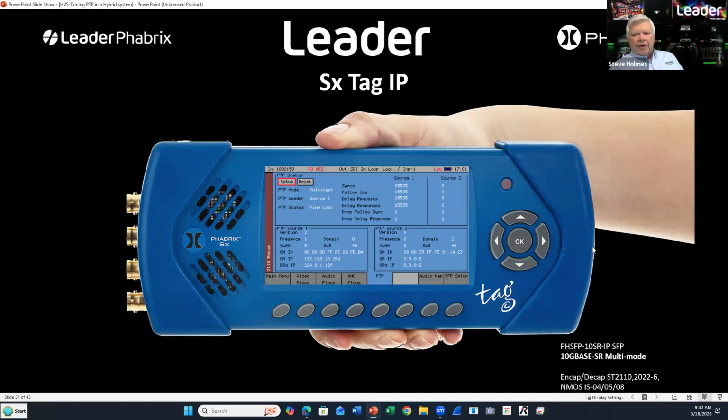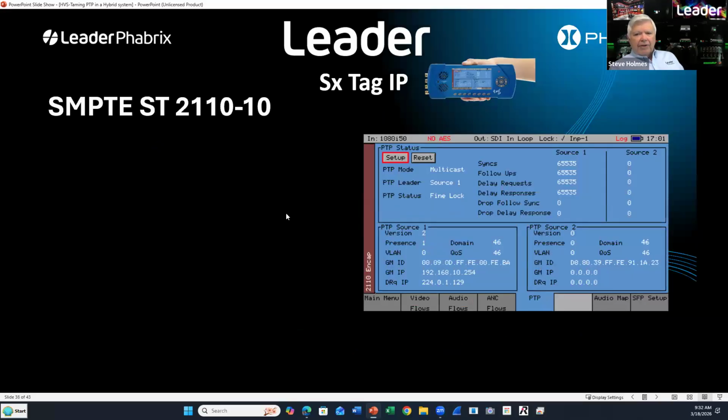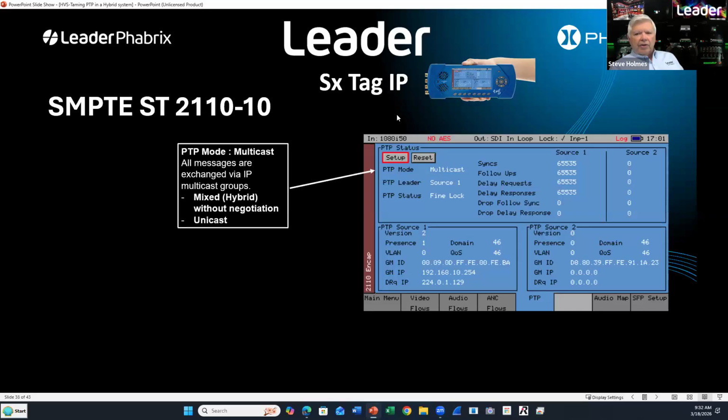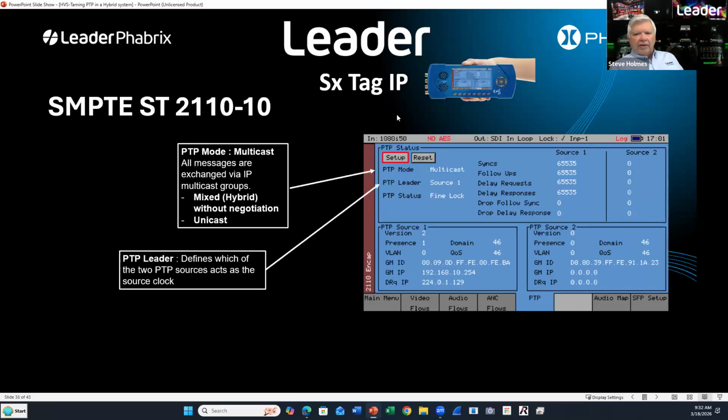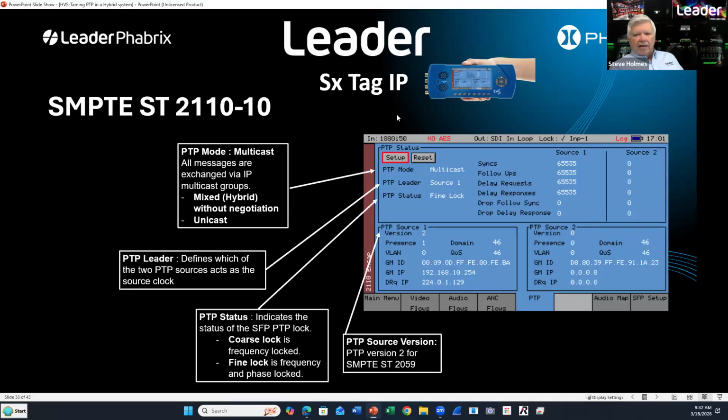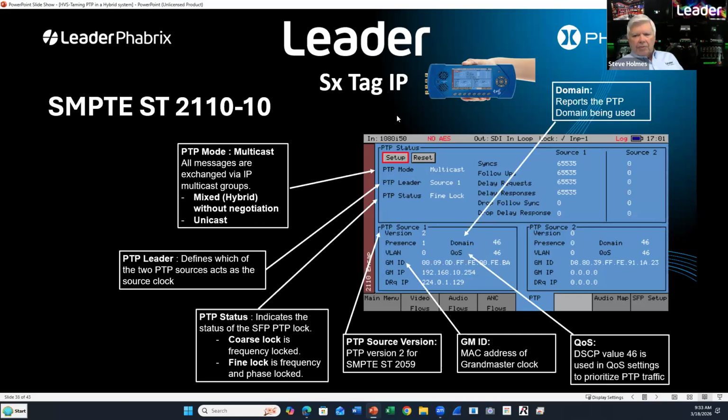The other thing is one of the SX units that Leader Fabrics has is the tag. The tag has the ability to have a fiber input. It can be very helpful in looking at your network when you're putting it all together. We can look at the transmission mode, we can look at sources, we can look at lock and tell all the IDs, what domain, what QoS is running.